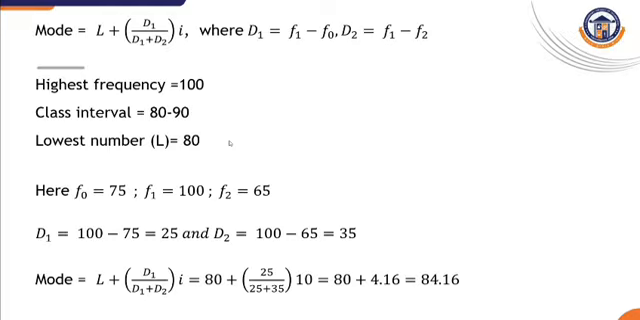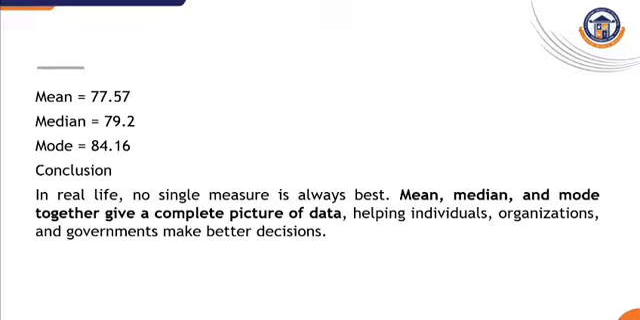Therefore we substitute in our mode formula: L is 80, D1 is 25, D2 is 35, and I is 10. We simplify and get 80 plus 4.16, so the mode is 84.16. Now we have completed the mean, median and mode: mean value 77.57, median value 79.2, mode value 84.16.